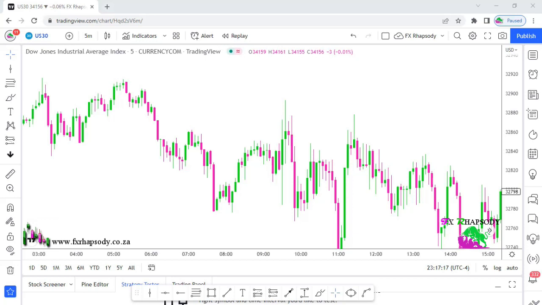Today we're looking at two more indicators. It's a combination of two indicators. Very easy, very simple if you just follow the rules.